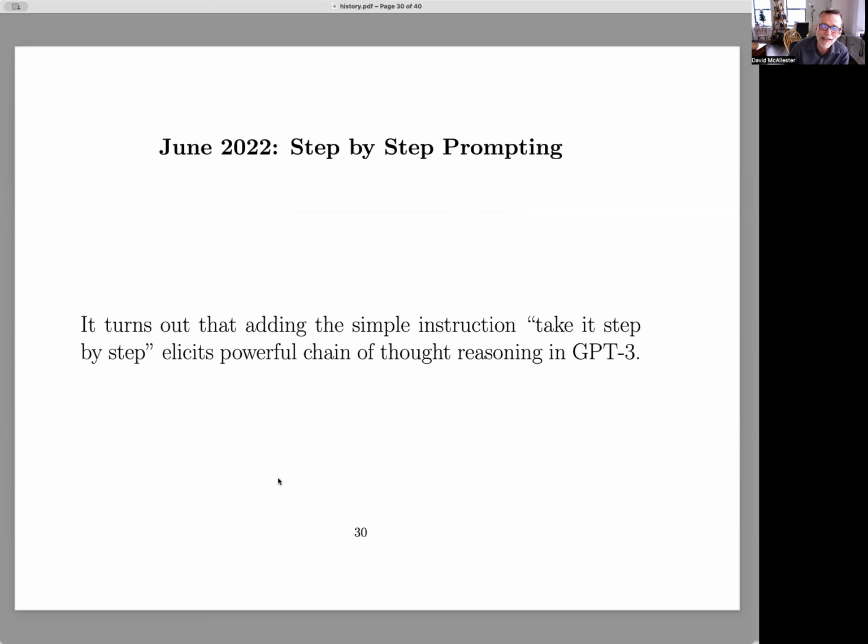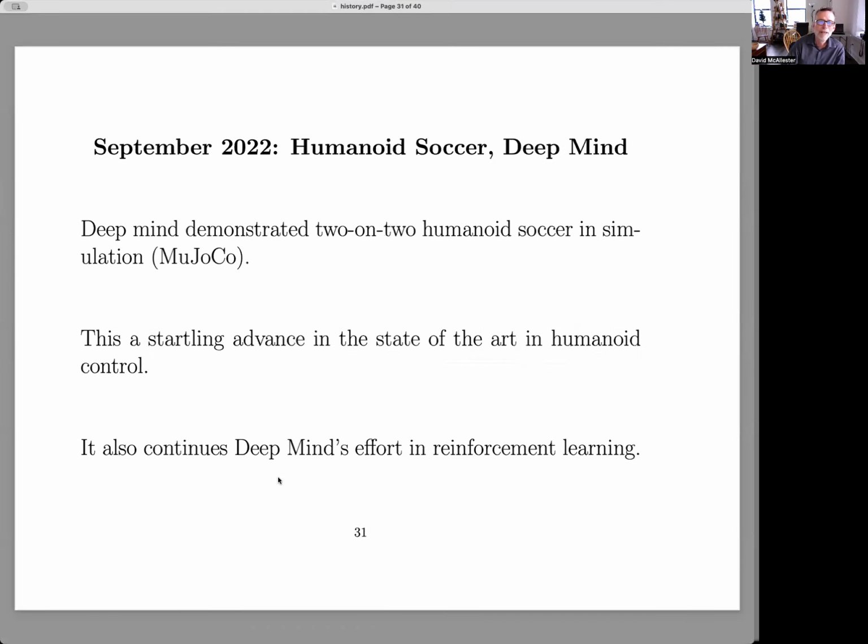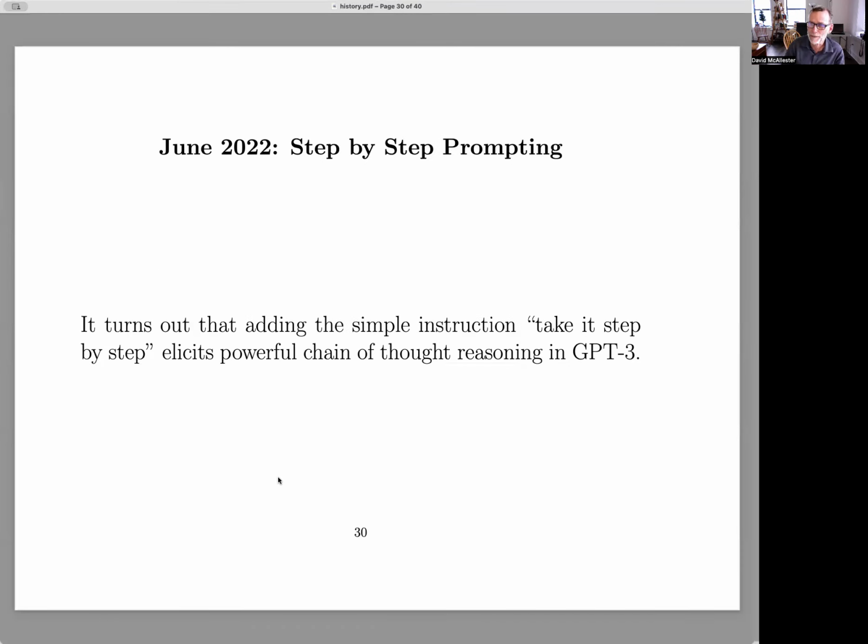And it turns out that I think it's a group from the University of Tokyo. It's a Japanese group who discovered that all you have to say is take it step by step. And if you say take it step by step, the language model will introduce steps of thought and get more accurate answers, more accurate conclusions. And this is a very general prompt. So prompt engineering has become a big deal.